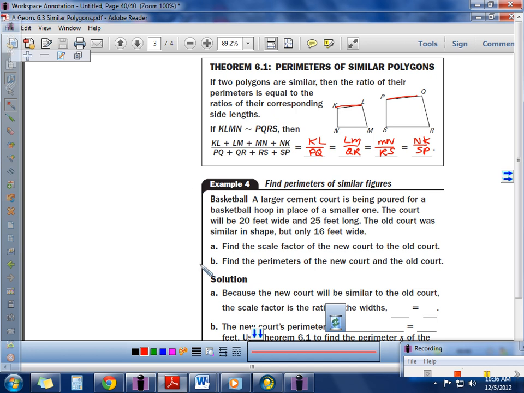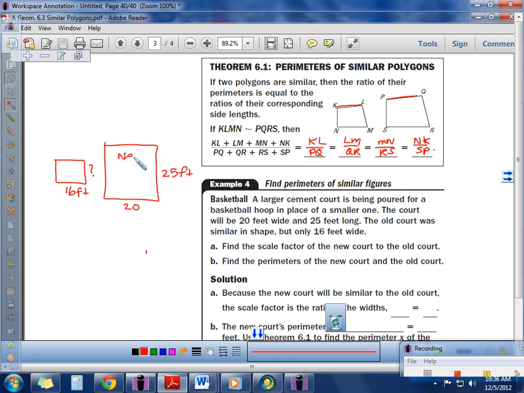That's shown really well in example 4. It says you have a large cement court being poured for a basketball hoop in place of a smaller one. So you have a small one and a large one. The key thing is the court will be 20 feet wide and 25 feet long. So 20 by 25. And the smaller one, these are in feet, the smaller one will be 16 by some measurement, and these are still in feet. So we just enlarged it a little bit. It says find the scale factor of the new to the old.